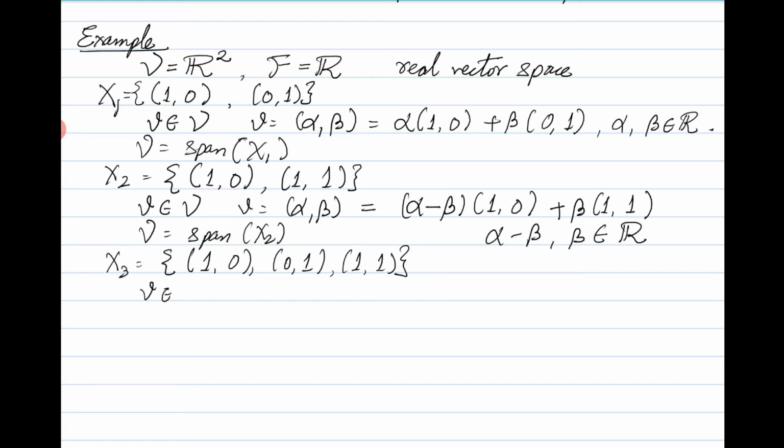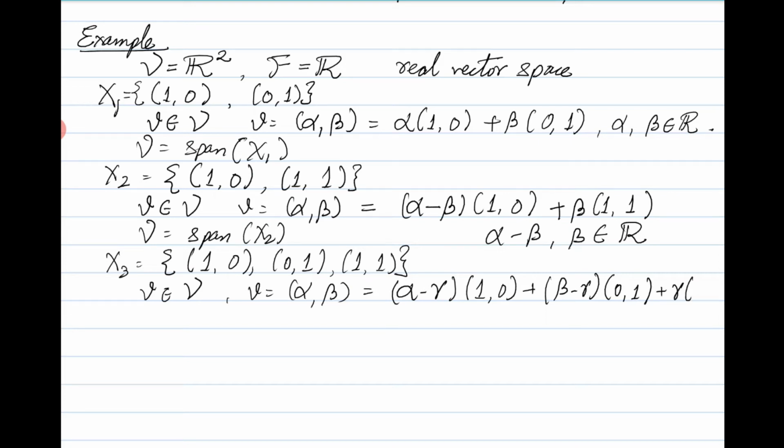If we have a vector V which is represented again, let's say, as (alpha, beta), how can I represent this in terms of three scalars? I can represent it in terms of the three vectors (1, 0), (0, 1) and (1, 1). I can possibly write it as alpha minus gamma times (1, 0), plus beta minus gamma times (0, 1), plus gamma times (1, 1), where alpha minus gamma, beta minus gamma and gamma, all three of them, belong to the field reals. Correct. So here also we get that V is a span of the set of vectors represented by x3.